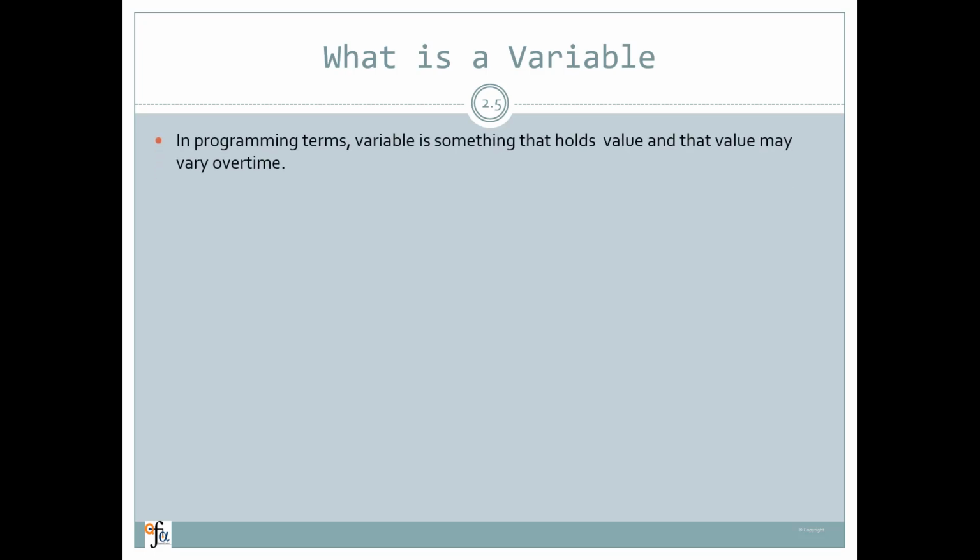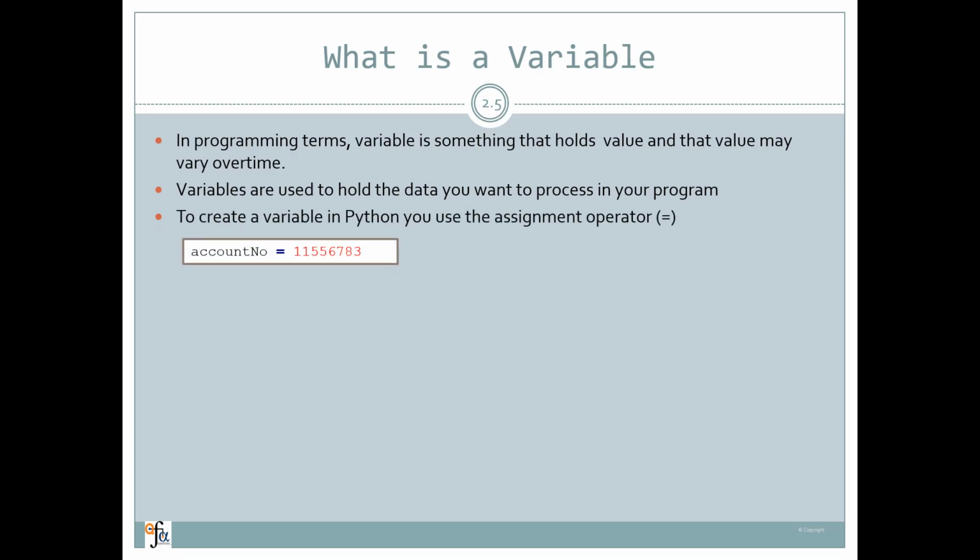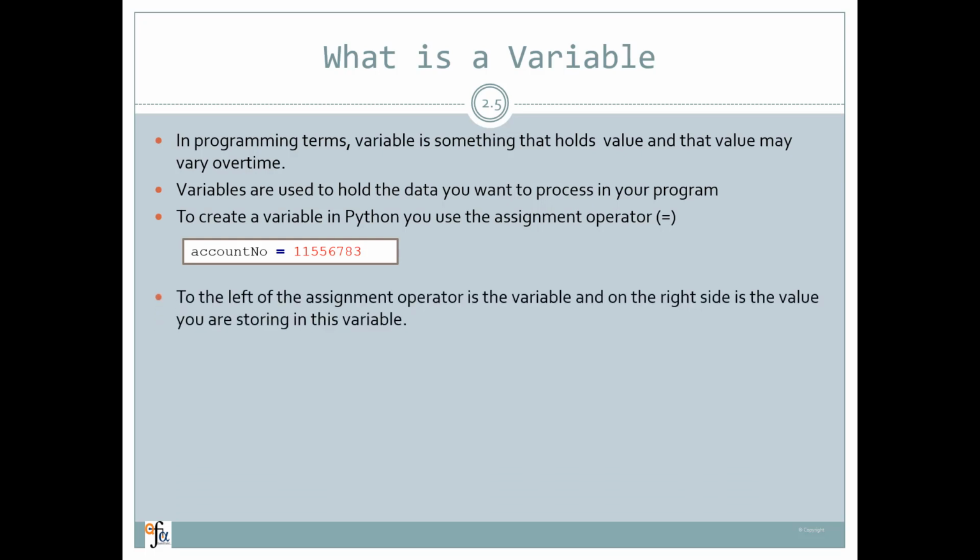In programming terms, a variable is something which is used to hold information, and this information can vary. This is the information which a program is processing to get the desired results. You can create a variable by using the assignment operator, that is the equals to sign in Python. The variable is on the left of the assignment operator, and the information it is supposed to hold is on the right hand side.